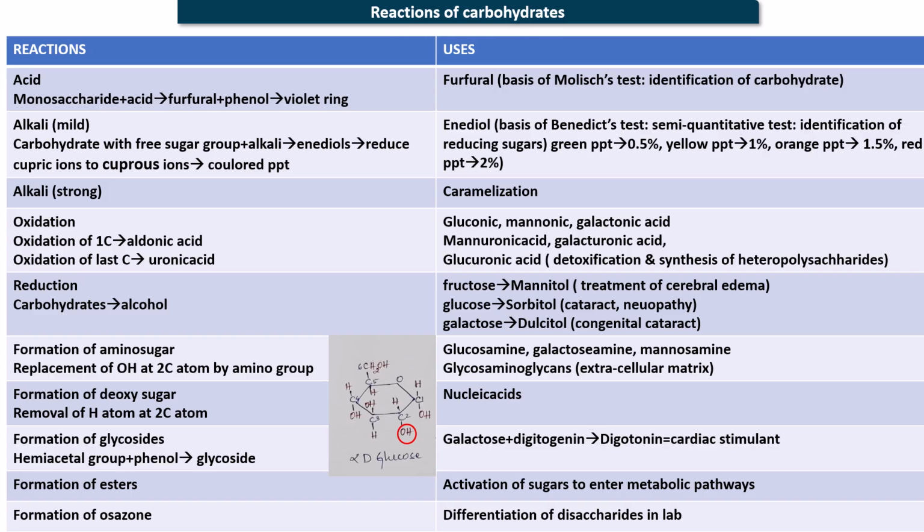The last reaction is formation of osazone, and this property is utilized for differentiating disaccharides in the laboratory, where lactose forms ball-shaped osazone crystals and maltose forms sunflower-shaped osazone crystals. So this was all about reactions of carbohydrates.